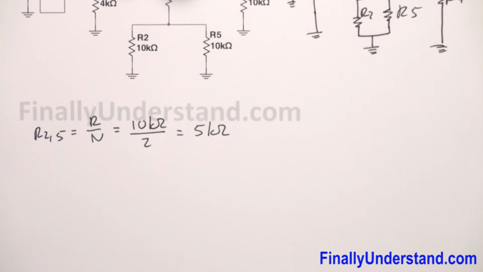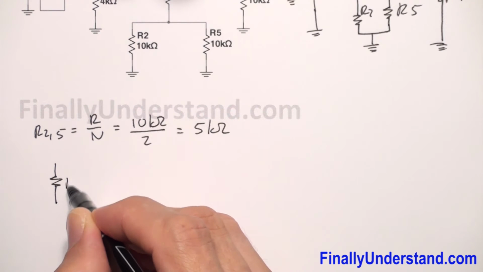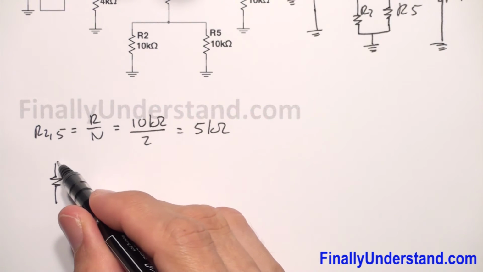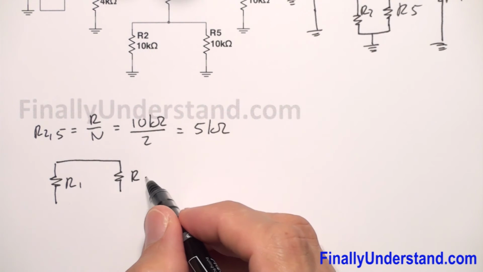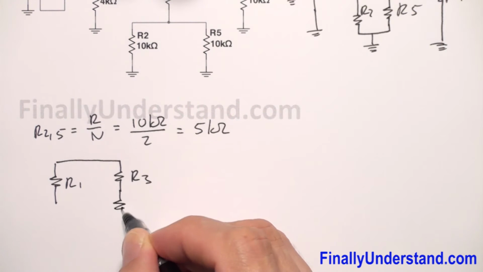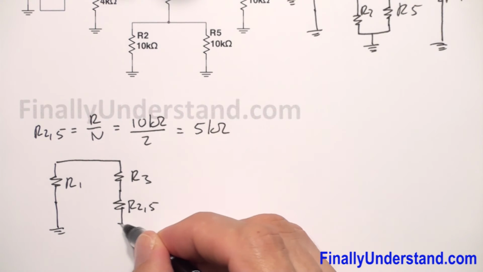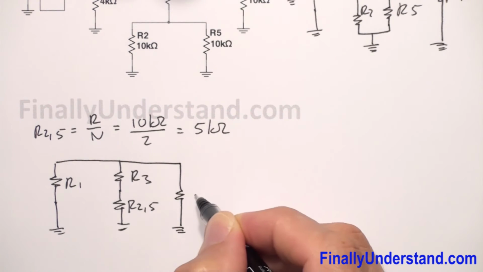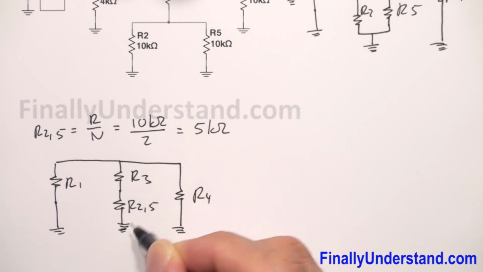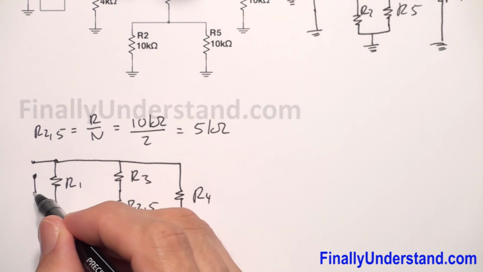Next, again, you can redraw the circuit. So we have R1, we have R3, we have R2,5, and we have also R4. Okay, and this is my terminal where the ohm meter will be connected.